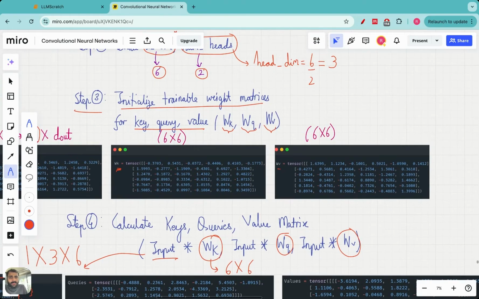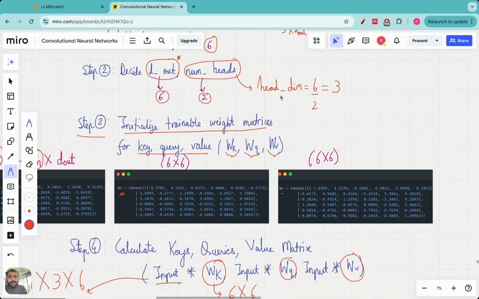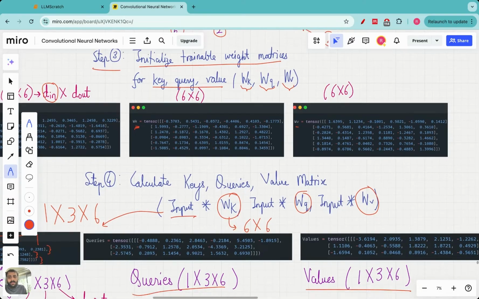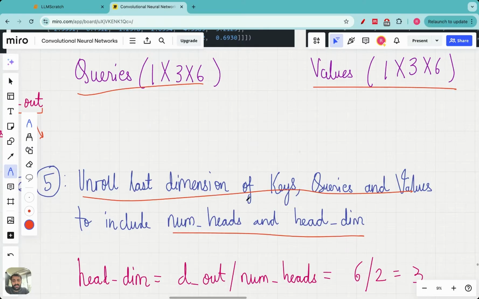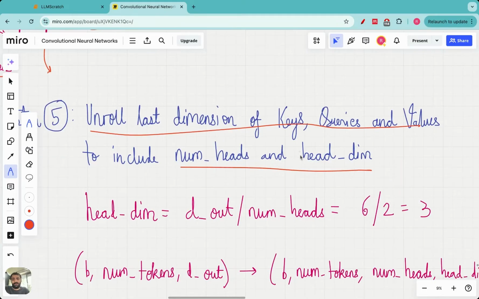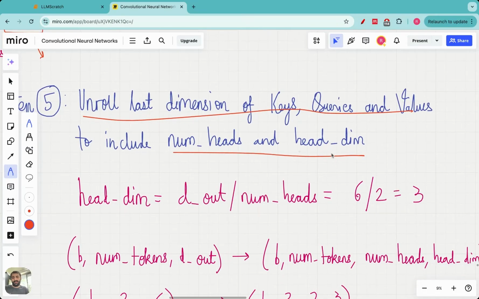So let me take you, yeah, so here remember what we saw. Head dimension is equal to d out divided by number of heads. So d out is equal to head dimension multiplied by the number of heads. So that's what we are actually going to do. We are going to unroll the last dimension of the keys, queries, and values to include number of heads and head dimension, right?